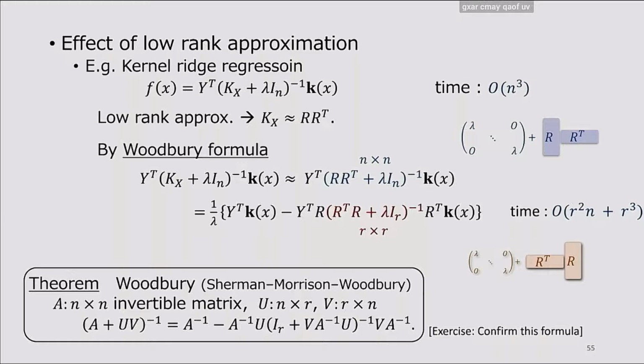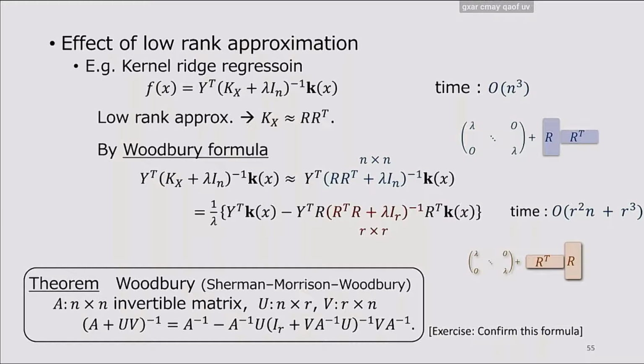The kernel ridge regression solution is given in this form. This is the Gram matrix, and this is our identity caused by the regularization. And they are n-dimensional vectors. And this is the solution of kernel ridge regression. And this matrix inversion is a problem if the size of K is very large.